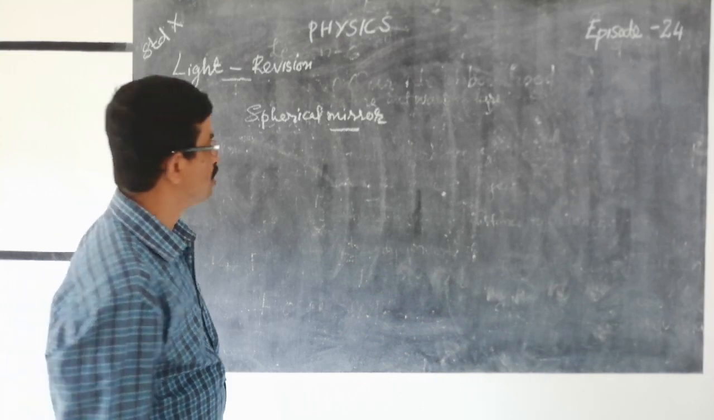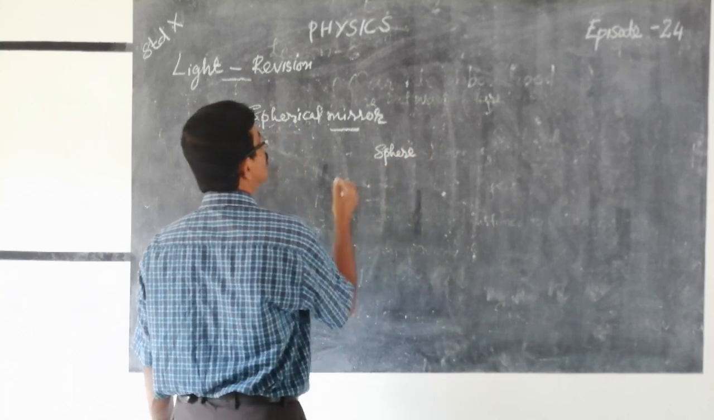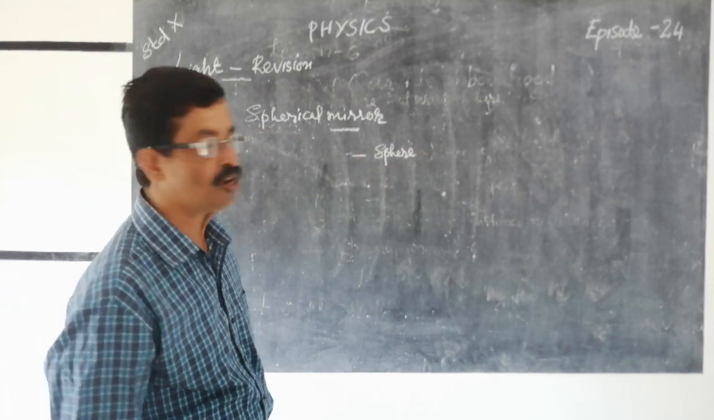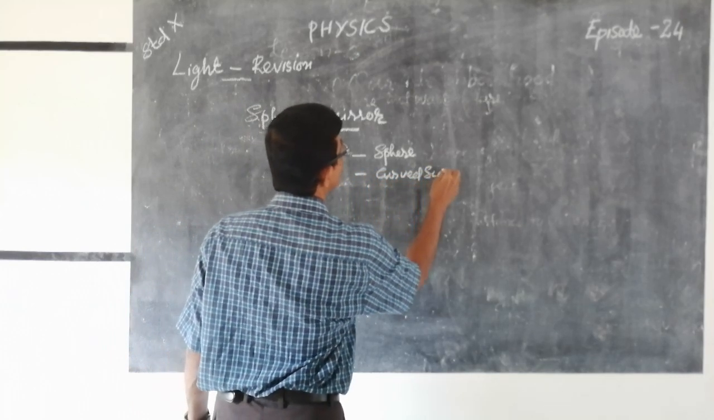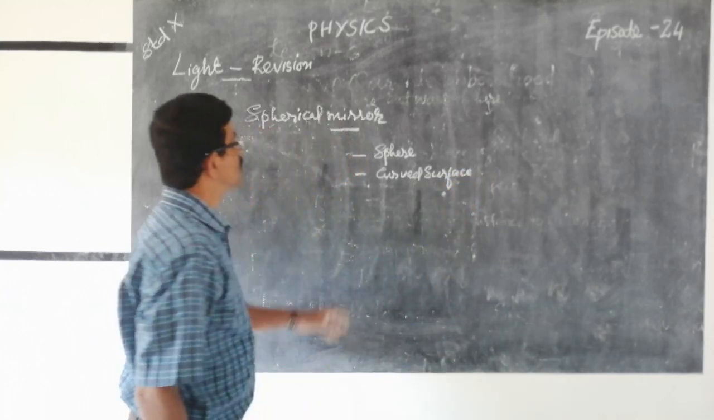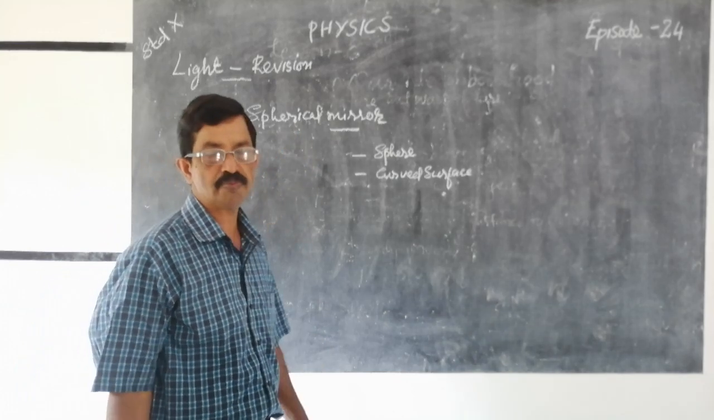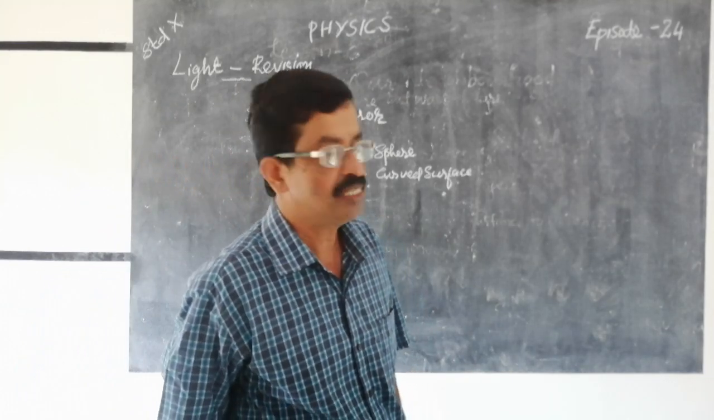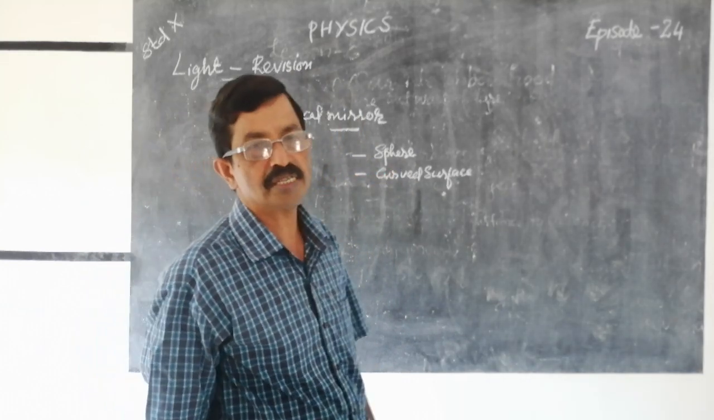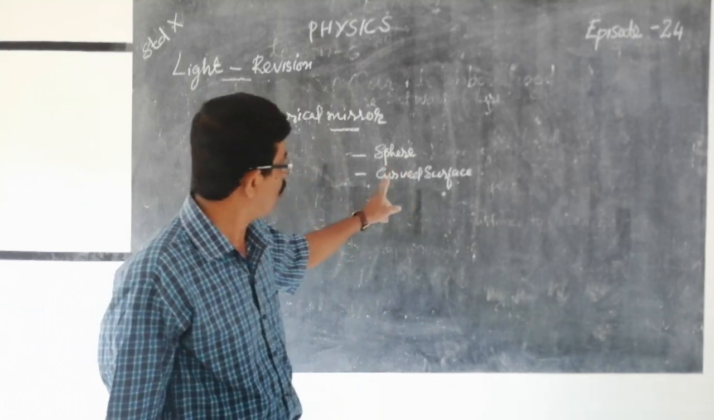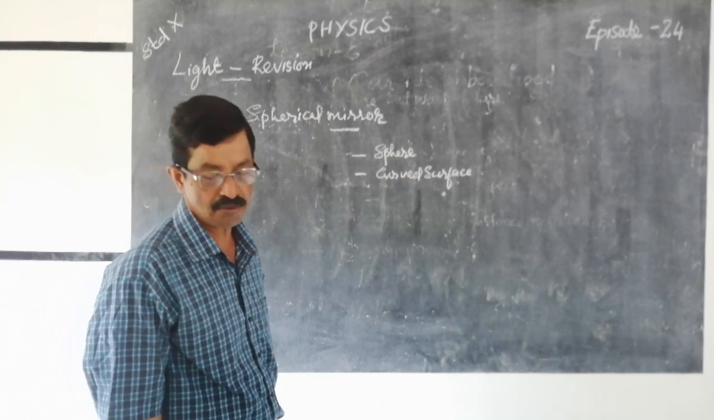What is actually a spherical mirror? It is a part of a sphere, or a mirror with a curved surface. And we say these are spherical mirrors. A mirror which is a part of a sphere, or a mirror with a curved surface, is called a spherical mirror.